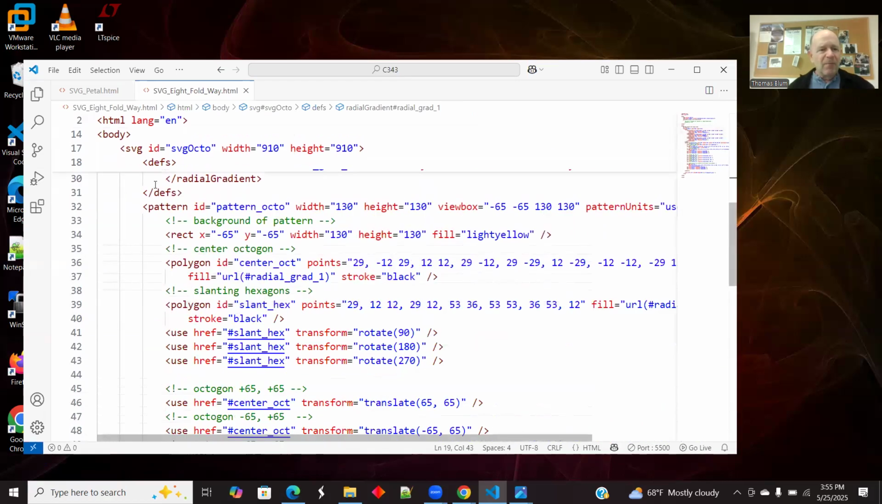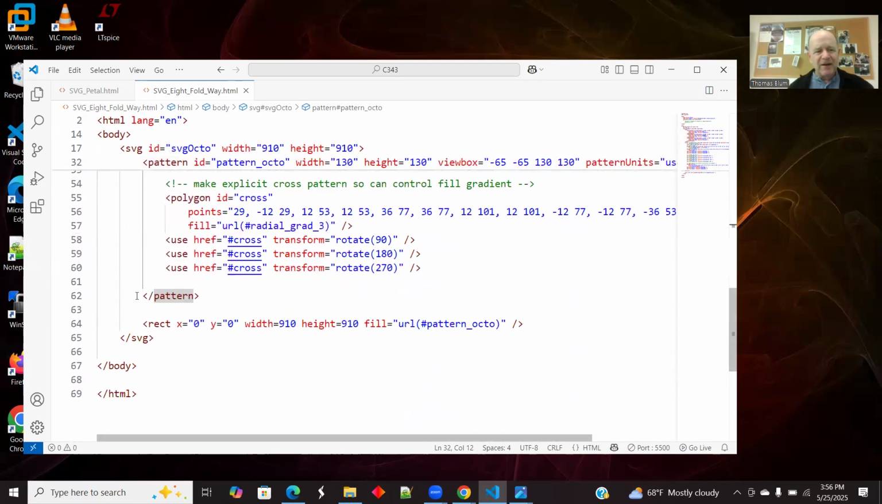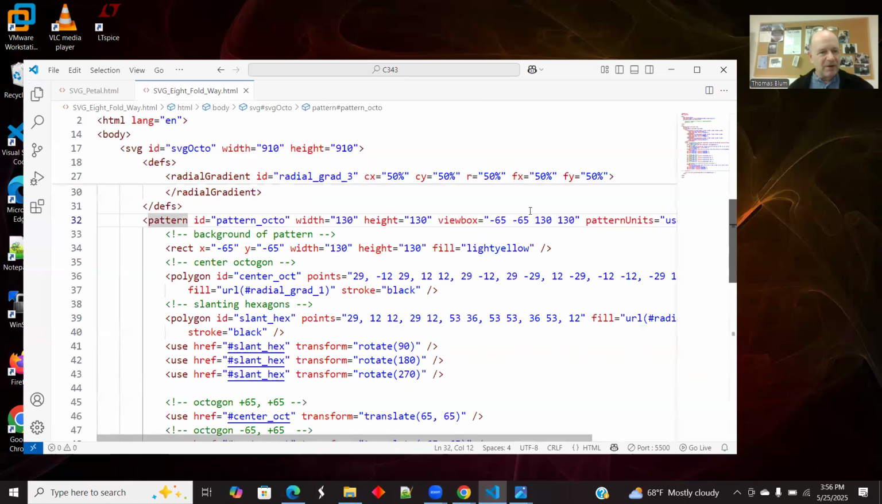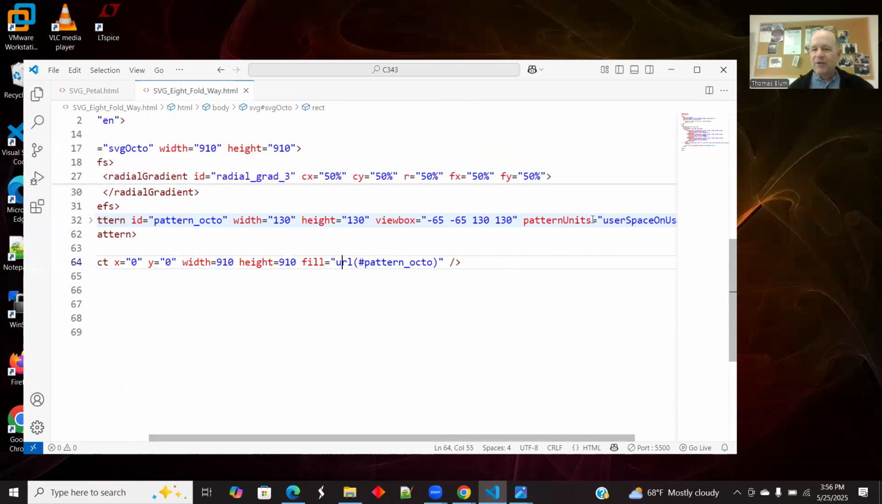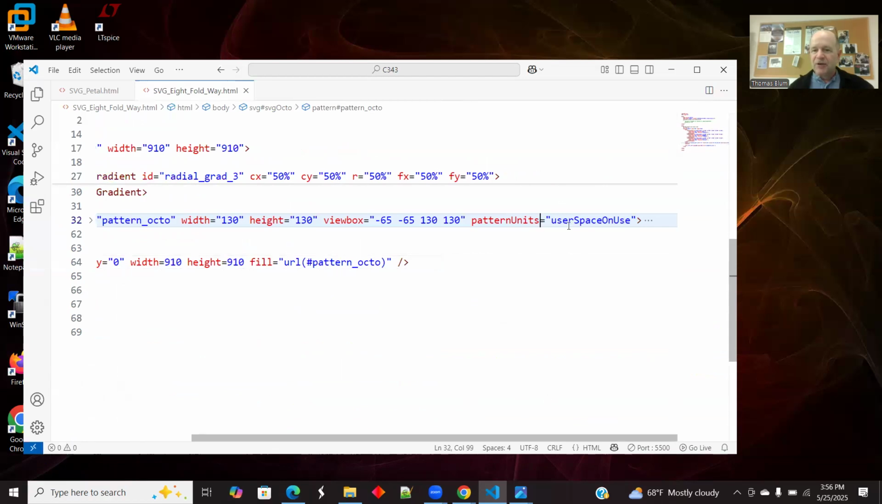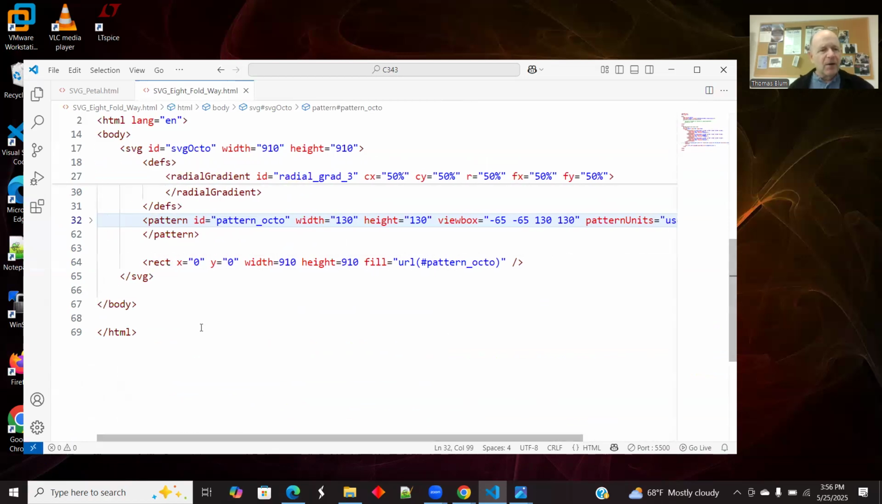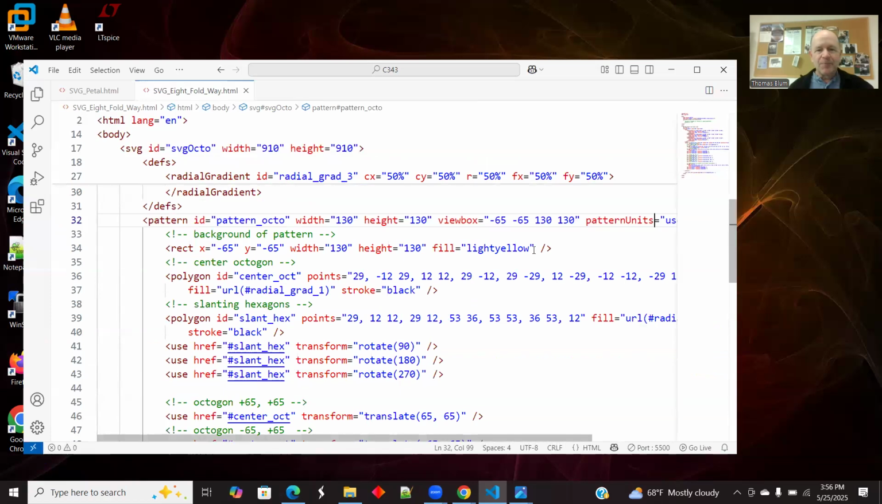Now I'm making a pattern, and that is going to be the repeating unit. Most of the work is in the pattern, so let's collapse that for a second. Then I just have a big rectangle that uses that pattern as its fill. In the pattern, I have this user space on use, which is going to tile it. All right, so let's dig into this pattern.